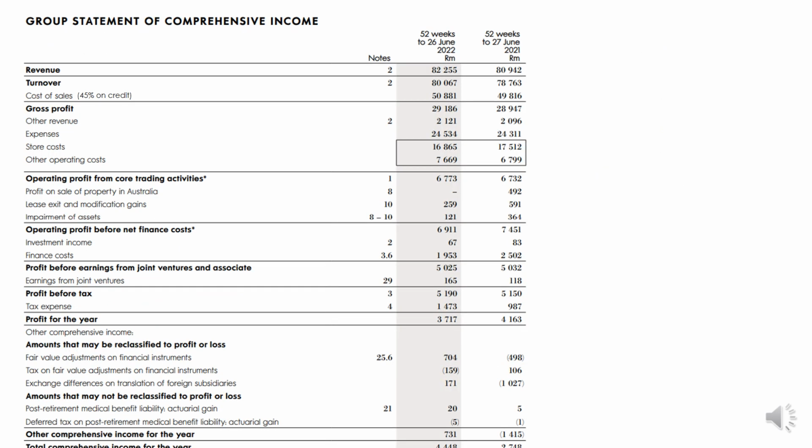Then we look at the statement of comprehensive income, and we are looking at the year 2022. We're looking at cost of sales. Now, again, there's a value in the brackets. It says 45% on credit, meaning the cost of my goods, 45% of that was bought on credit. So this 50,881 amount, we will have to go and multiply with 45% to find my credit purchases.